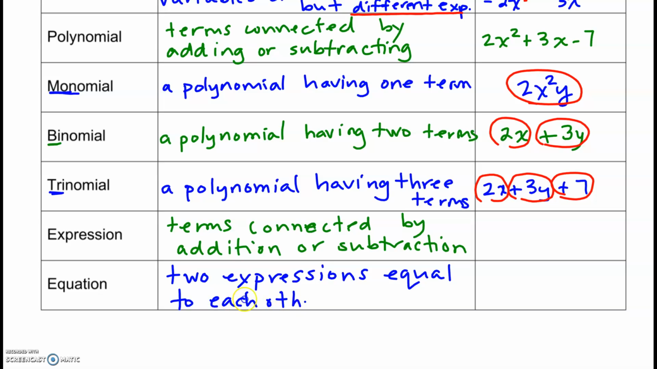So if we take a look at an example, so we know an expression is just like a polynomial, and an equation would be if I took that expression and I made it equal to another expression. Okay, that would be an equation. So the equal sign is what sets them apart right here. And we think of this as having a left side and a right side on either side of that equal sign. All right, those are our definitions. Now we're going to use them and look at some examples.